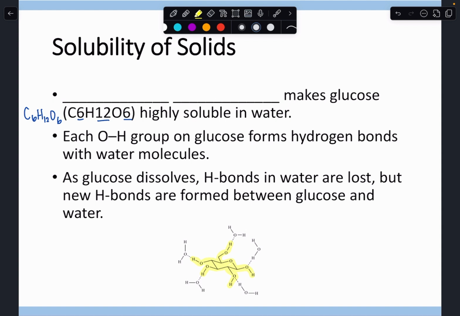That is glucose. There are multiple oxygen to hydrogen bonds, and this image is showing them hydrogen bonding with water. So this hydrogen bonding capability makes glucose highly soluble in water. Each OH group on glucose forms hydrogen bonds with water molecules. So as glucose dissolves, hydrogen bonds between water molecules are lost, but new hydrogen bonds are formed between glucose and water.